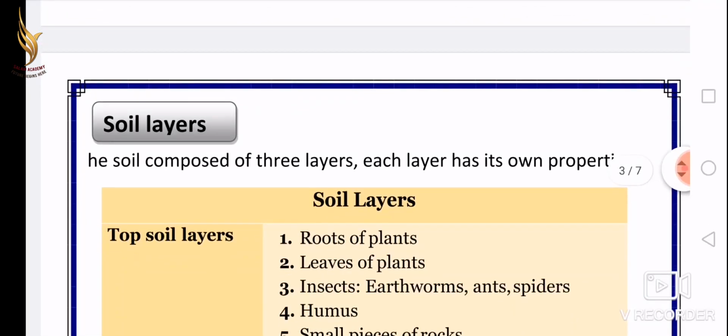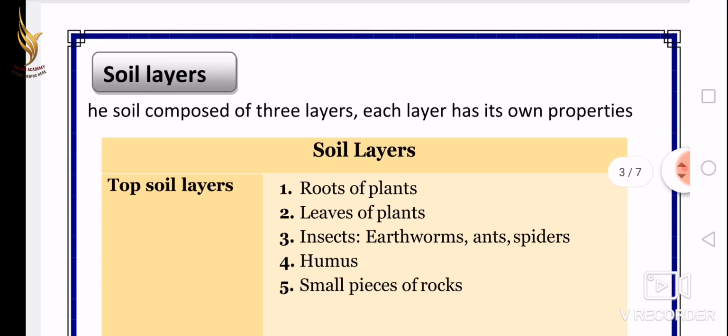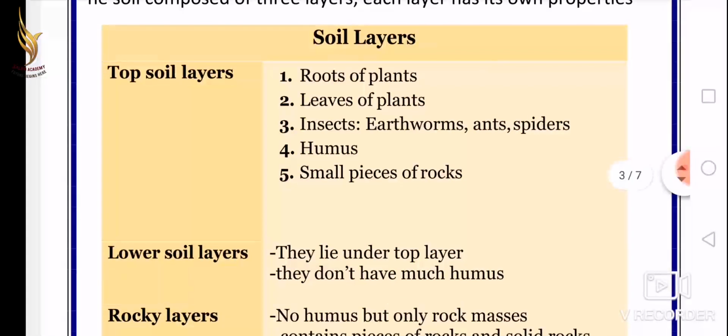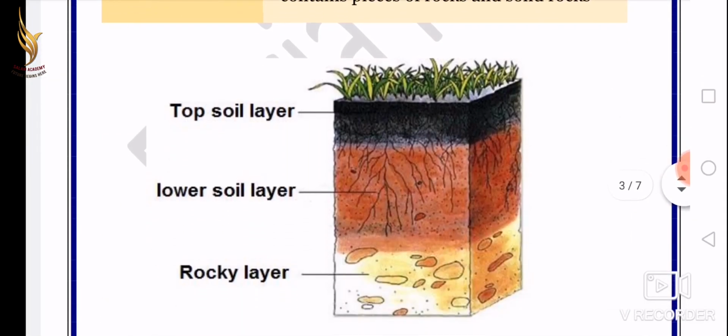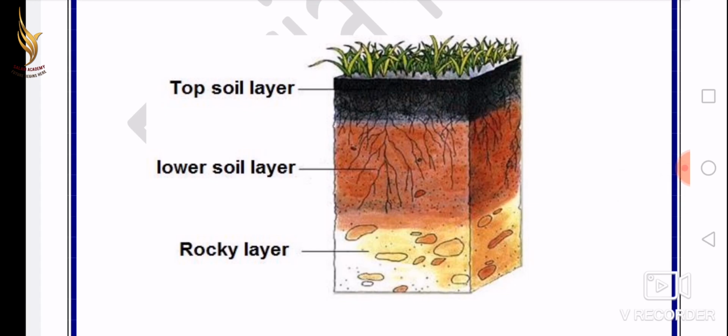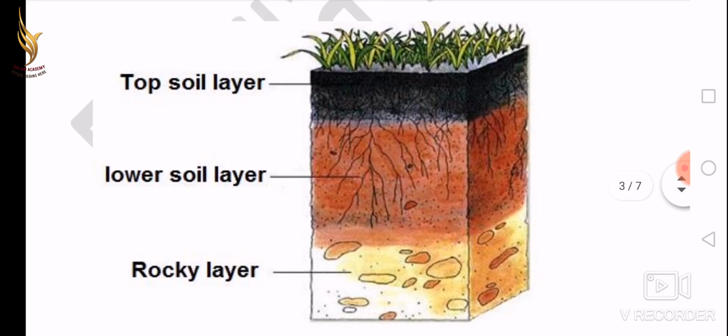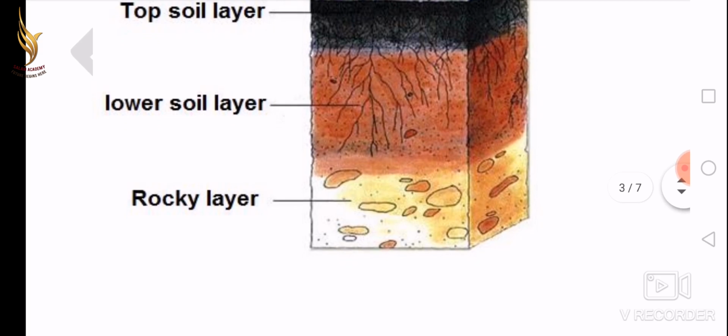Okay. Soil layers. Soil is composed of 3 layers. Each layer has its own properties. Look at this picture. Okay? This picture shows 3 soil layers. First one is called the top soil layer. Lower soil layer. And finally, rocky layer. Rocky layer. Okay?